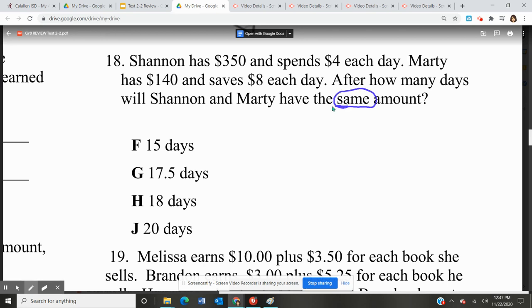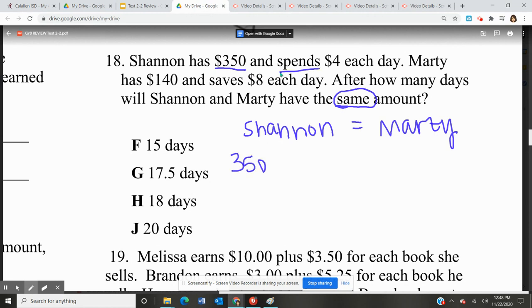So since it's telling us that, we want to come up with two equations and set them equal to each other. So here we want to know when Shannon has the same amount, so equals the amount of money Marty has. Shannon starts off with $350 and she spends $4 each day. That word spends is telling us that we're subtracting. So 350 minus the $4 she spends each day.